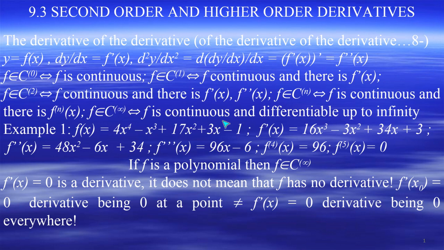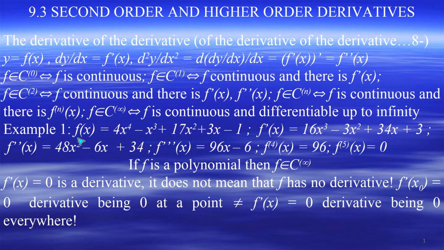is continuous and differentiable up to infinity. You can take its derivative at any order. You can differentiate and differentiate once more up to infinity. It goes on like this. This is f belongs to C infinity. You see? Great.